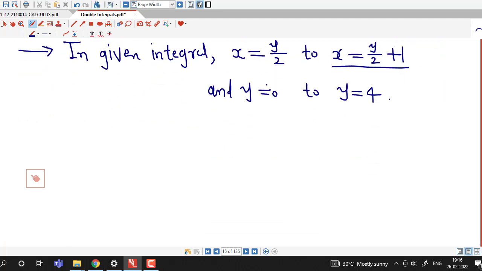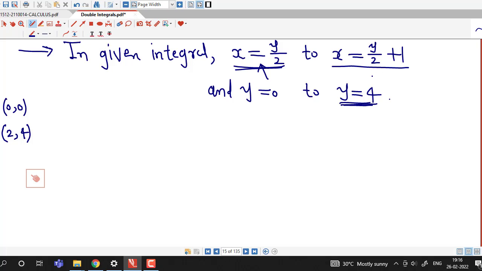So first we sketch the region in the xy plane. For that we can find out the intersecting points of all these curves. For example, if we take y equal to 0 in x equal to y by 2, we can say that y equal to 0 and x equal to y by 2 will intersect at origin 0 0. Similarly, if I take y equal to 4 in this, I will have x equal to 4 by 2, that is x equal to 2.